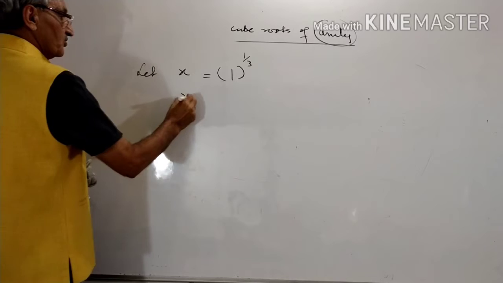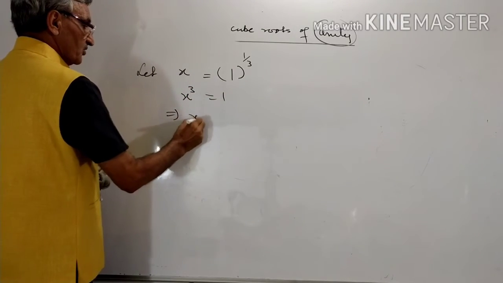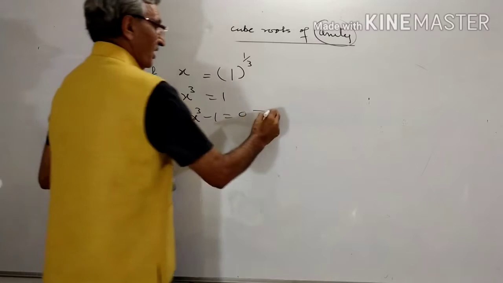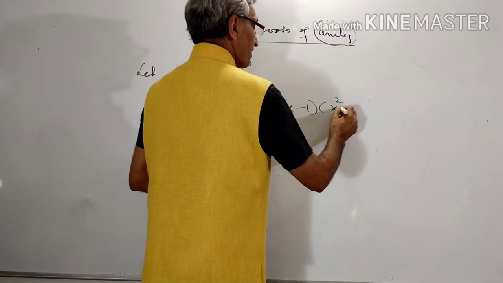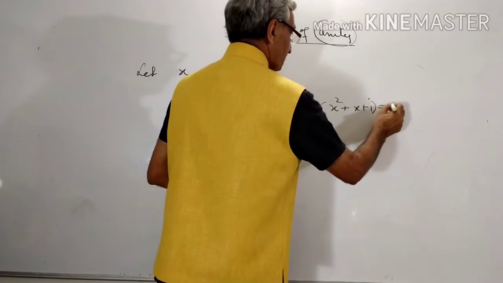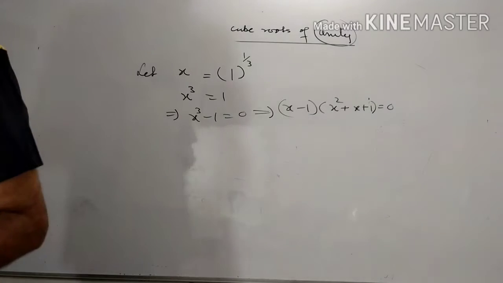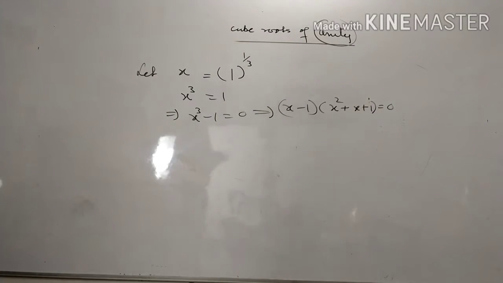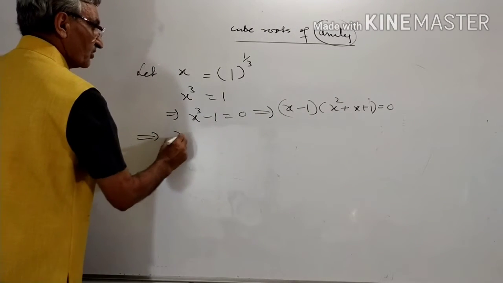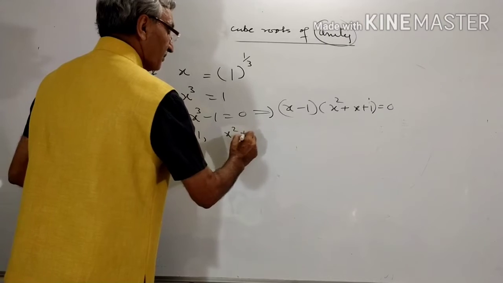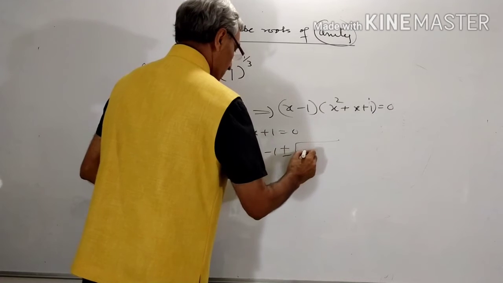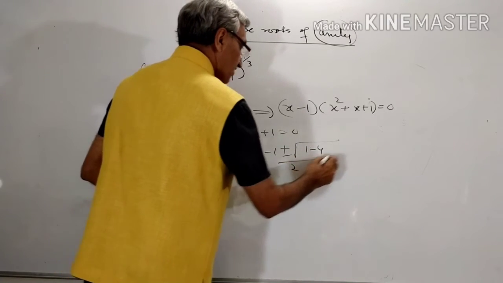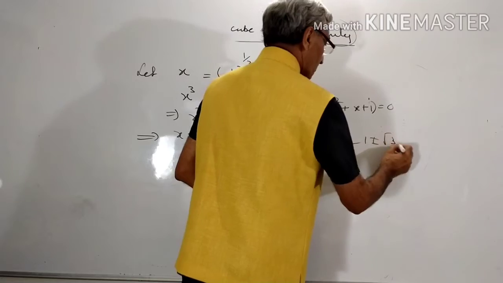Then x cube is equal to 1, therefore x cube minus 1 is equal to 0, and I make the factors: x minus 1 into x square plus x plus 1 is equal to 0. This is a factorization. So what I got is x is equal to 1 or x square plus x plus 1 is equal to 0. Using the quadratic formula to solve this, minus b plus minus under root b square minus 4ac divided by 2a, we get minus 1 plus minus under root 3 iota by 2.